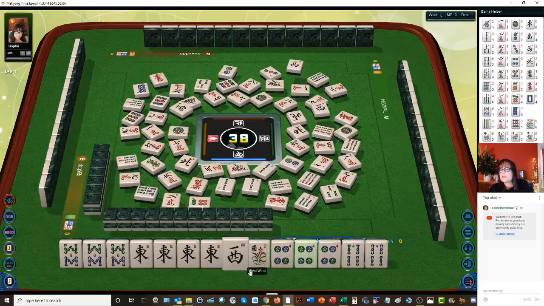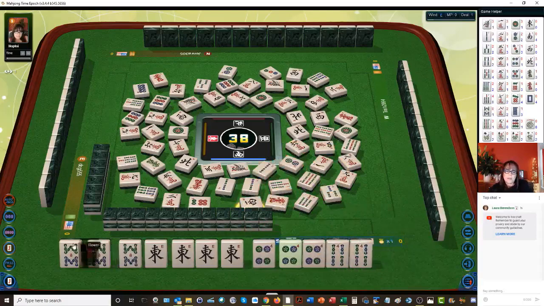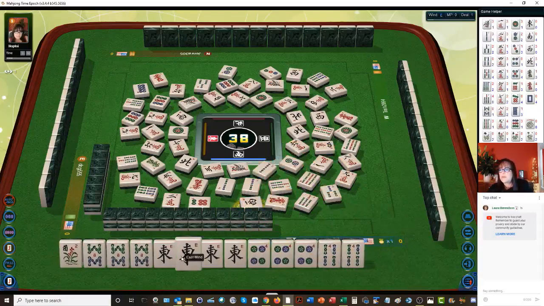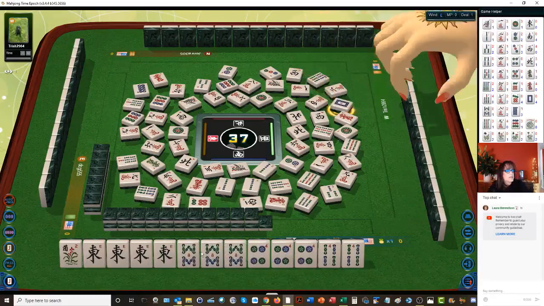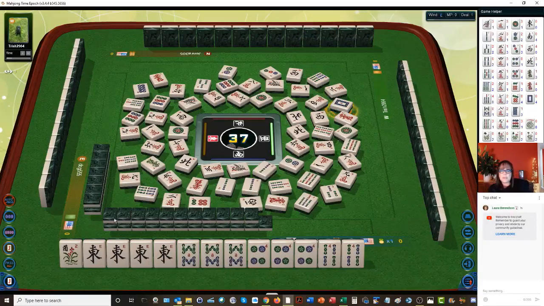Okay, east. Let's push the quint. West wind, because there are two west winds out, and I want to give myself options with the number tiles. We have two options here. White dragon. So we're playing a quint. If we can get jokers, it would be very helpful.